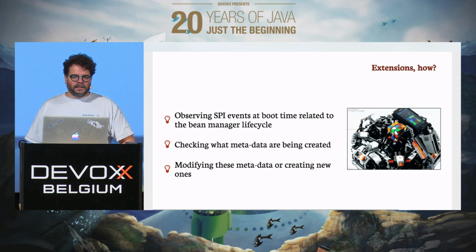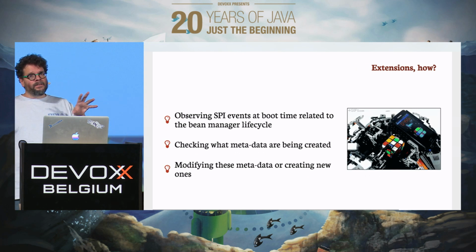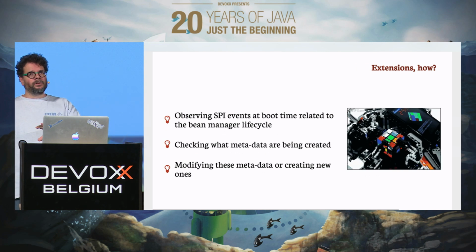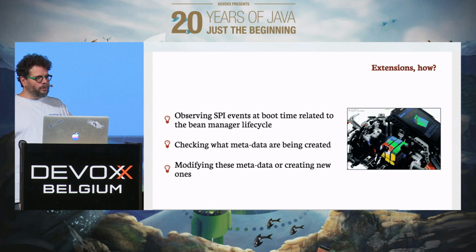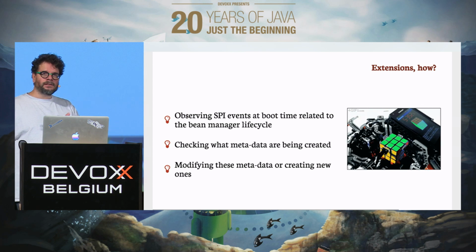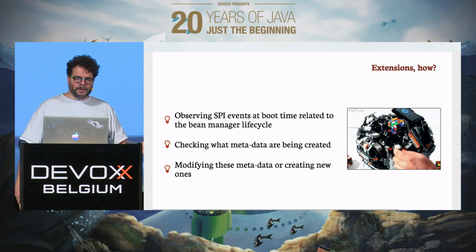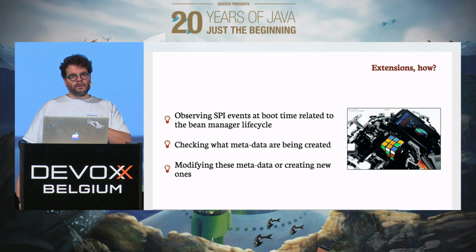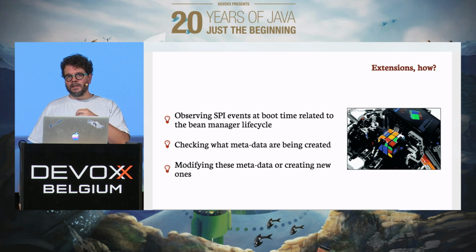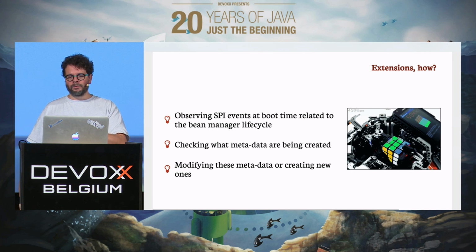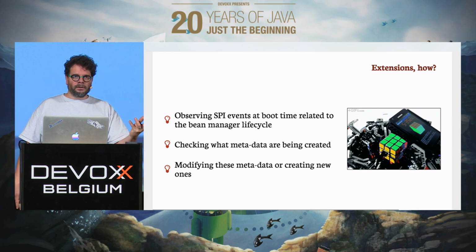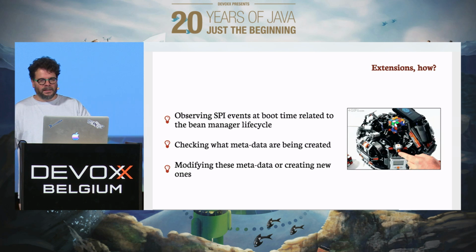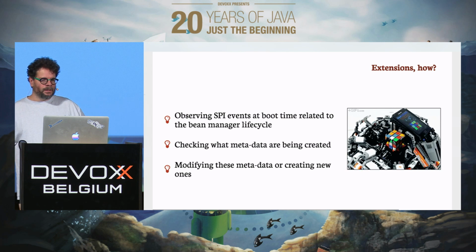So how to build an extension? You have a set of events triggered at the bootstrap of your container, and you can observe these events. So it's all based on the eventing system. You can observe these events to check all the metadata, the meta model, that was created by the container. So you can look at them, change the metadata, and replace them if you want.